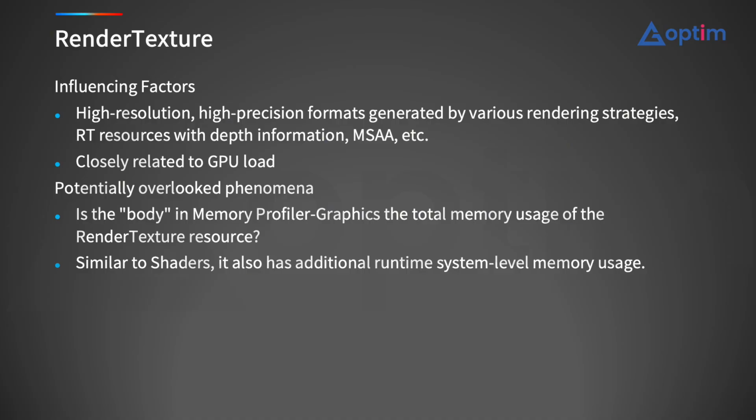These include high-resolution rendering targets, high-precision color formats, depth buffer attachments, MSAA-enabled buffers. In practice, when these configurations are used, render texture memory consumption can increase dramatically, sometimes even exponentially. However, from a GPU performance perspective, these choices are usually driven by visual quality requirements rather than memory efficiency. So in most cases, we do not aggressively optimize render texture settings purely from a memory reduction standpoint.